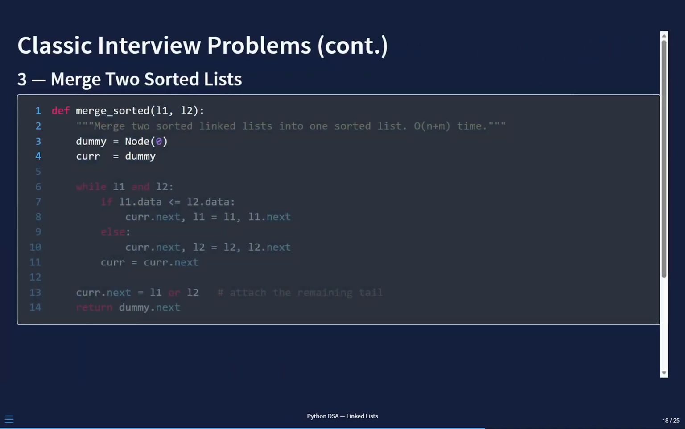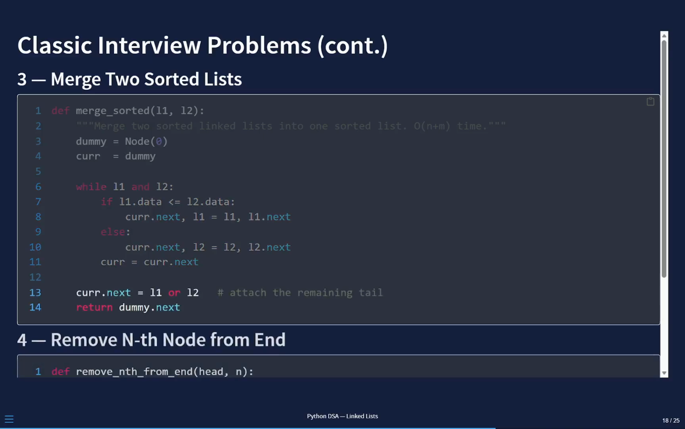Next, problem 3. Merge 2 sorted linked lists. Given 2 sorted linked lists, produce 1 sorted merged list. The trick is a dummy node, a sentinel head that lets us avoid special casing the very first node we attach. Cur starts at dummy, and we walk both lists simultaneously. At each step, we pick the smaller value between l1.data and l2.data, attach it, and advance the corresponding pointer. When one list is exhausted, we attach whatever remains of the other. Return dummy.next, skipping the sentinel. O(n plus m) time.